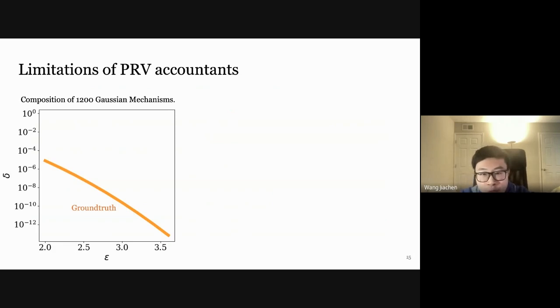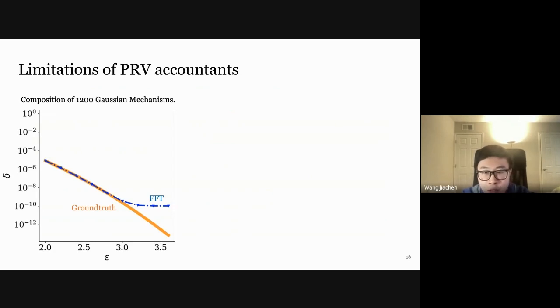The motivation for our work stems from the limitation of the state-of-the-art PRV accountants in providing upper bounds for privacy parameters. The figure here shows the epsilon-delta curve for the composition of 1200 Gaussian mechanisms produced by different privacy counting techniques. For this special case of composing pure Gaussian mechanisms, we are able to compute the ground truth epsilon-delta curve. So we can compare the performance of different privacy counting techniques with the ground truth. The lower the curve, the better.